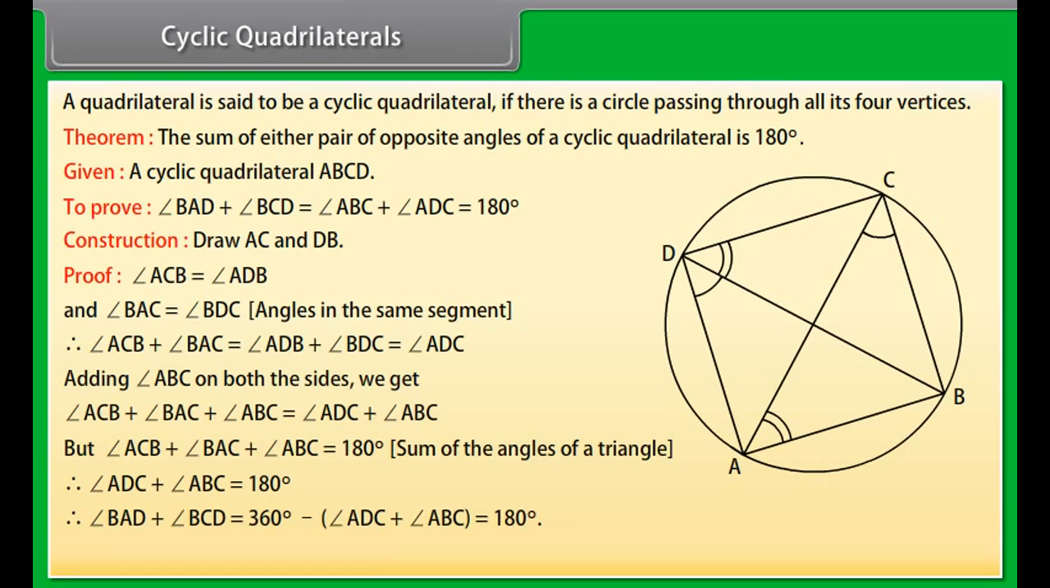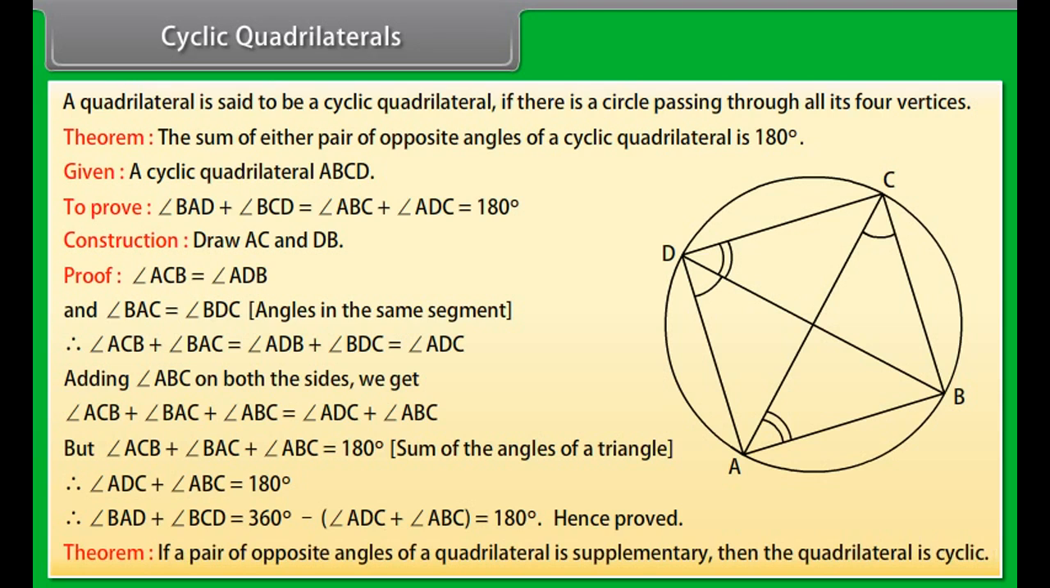Therefore, angle BAD plus angle BCD is equal to 360 degrees minus angle ADC plus angle ABC, which is equal to 180 degrees. Hence proved. The converse of this theorem is also true. That says, if a pair of opposite angles of a quadrilateral is supplementary, then the quadrilateral is cyclic.